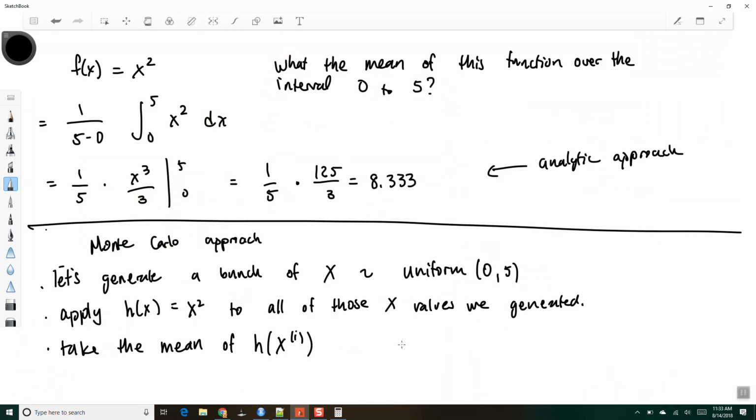So this is kind of Monte Carlo estimation. If we know the average value over the interval, we can also calculate the integral itself, which is going to be the area under the curve, right? All we have to do is take the average value and multiply it by the width of the interval, and we will get the area under the curve, okay?